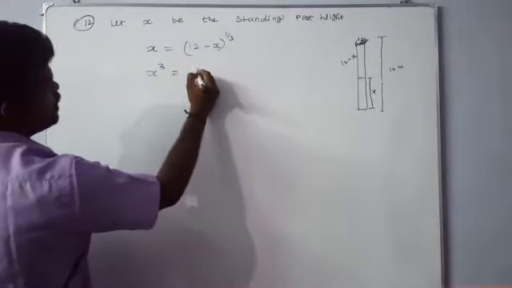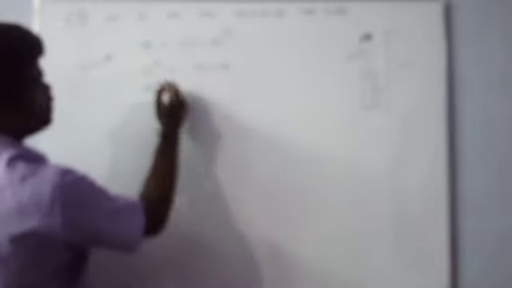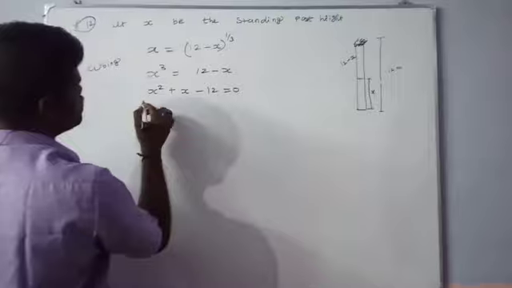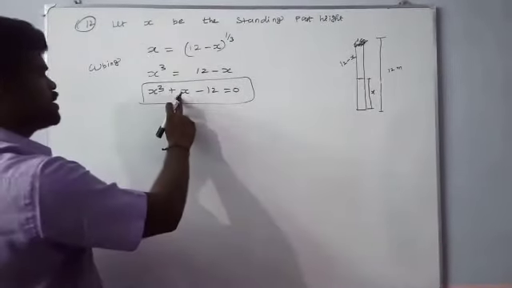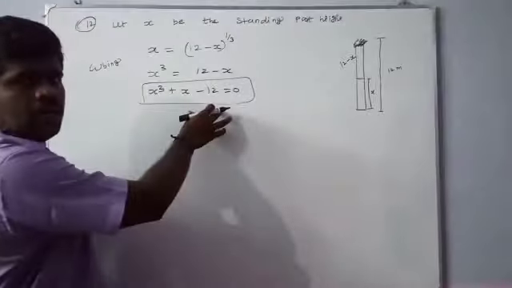X cube is equal to 12 minus x. This is the value by cubing on both sides. Now x cube plus x minus 12 equal to 0. X cube plus x minus 12 is equal to 0. This is the required mathematical form.